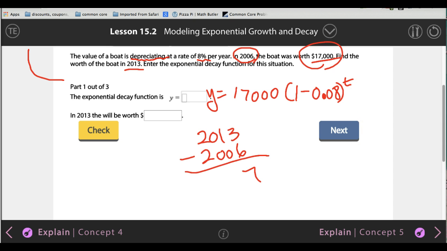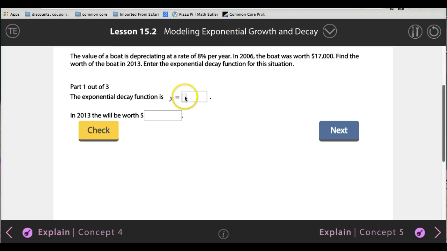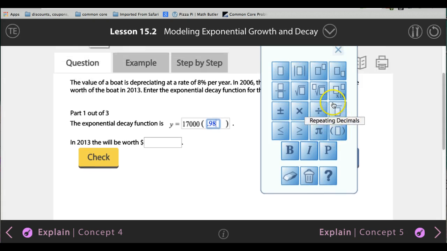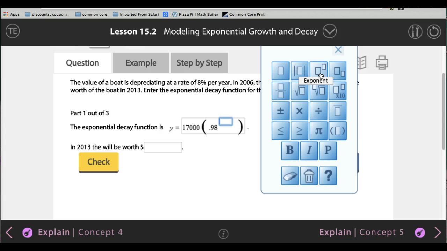Okay, so I'm going to go ahead and put that in. What is 1 minus 0.08? Yes, 0.92. So that was 17,000. And then you have to multiply it by 0.92. Oh, did I say 0.98? And then you have to raise it to the power of, wait, no.